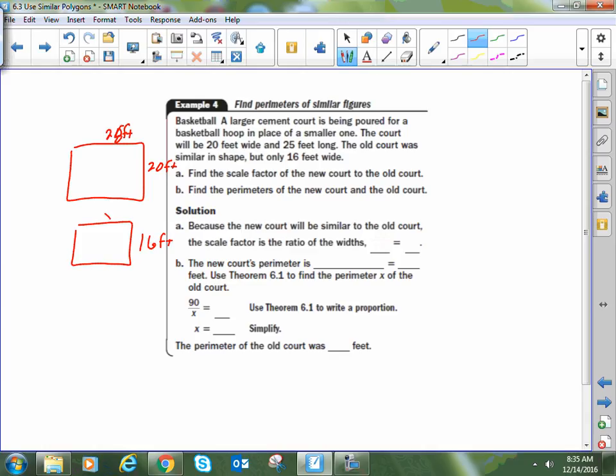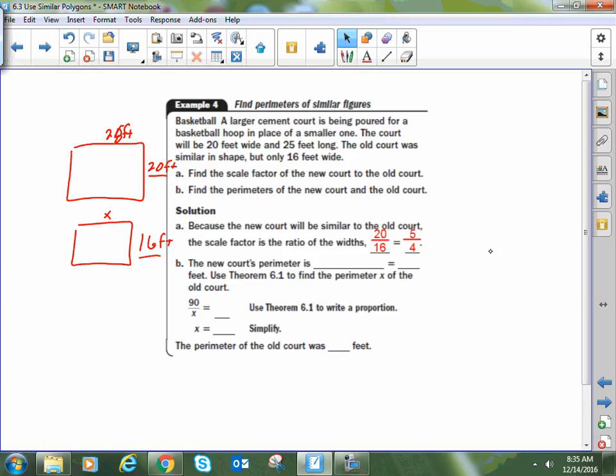Now we don't know what this is, obviously, but we do have enough information to figure out the perimeter of the new court, and I have similar sides with the 20 and the 16, so I can actually figure out what the scale factor is between them. And using the scale factor, I would be able to figure out what the perimeter of the smaller court would be, and what the length of the court would have been if I needed to know that also.